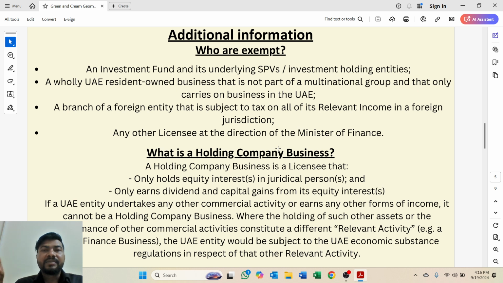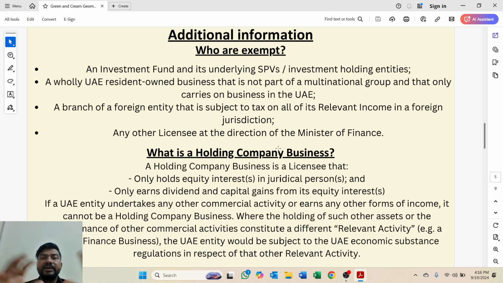So for that Indian company, the parent company which is in India needs to pay tax on all income of the branches in the UAE, which they are earning from relevant activities. In that case, this branch will fall under the exempt category, and any other license at the direction of the Ministry of Finance. So the Ministry of Finance will determine in the future; they may add some other business entities in the exempt categories, but up to now only these three types of entities are under the exempt categories.